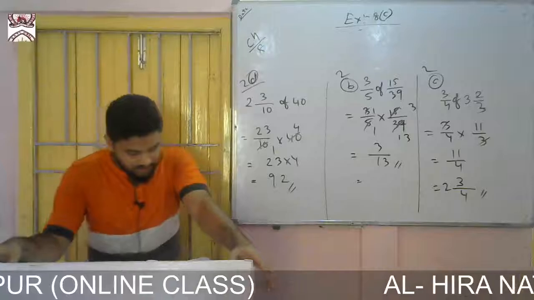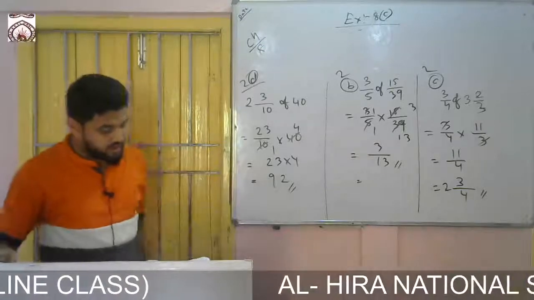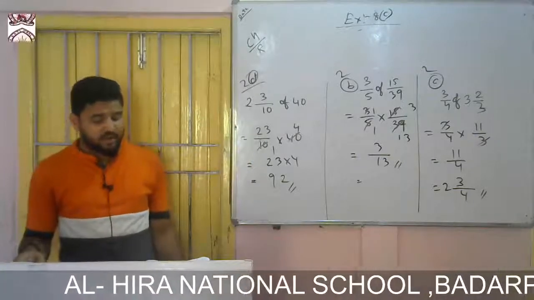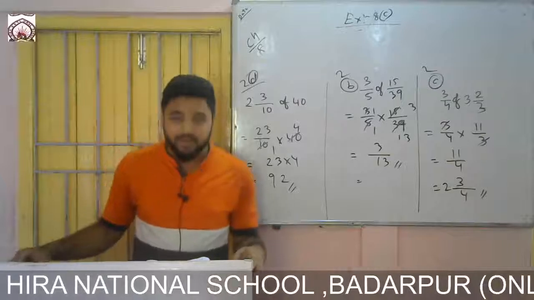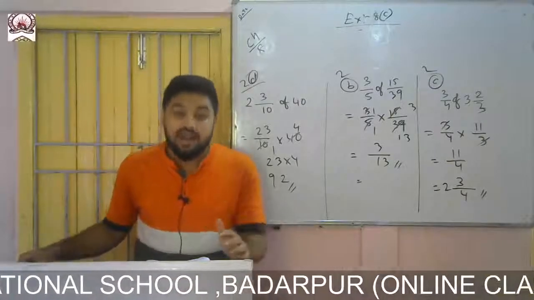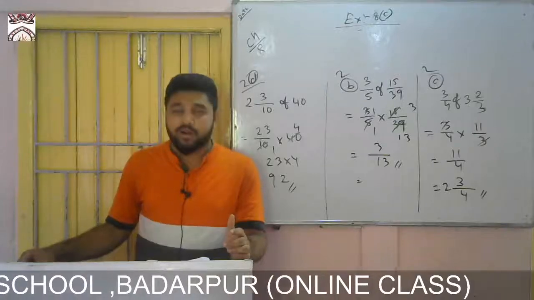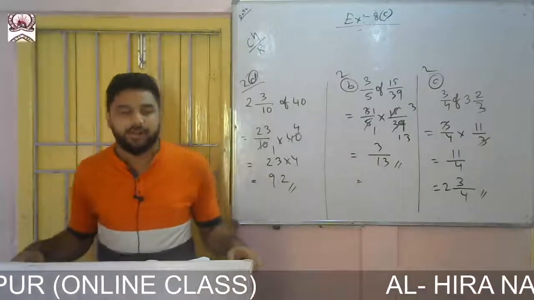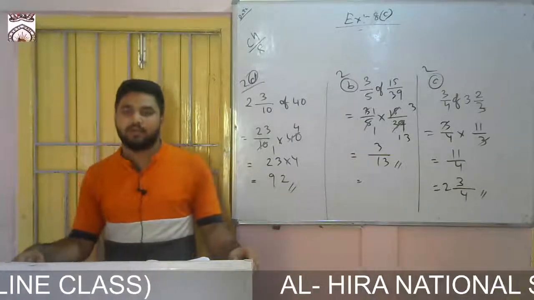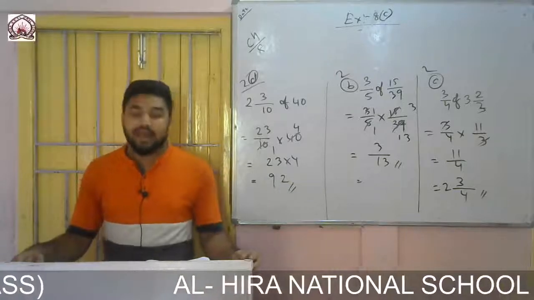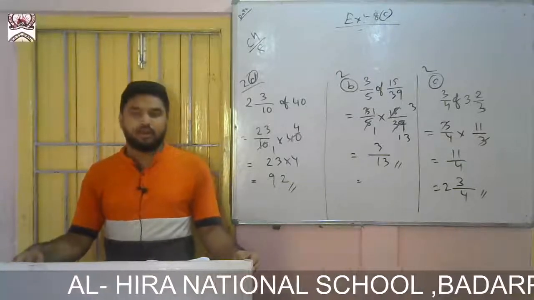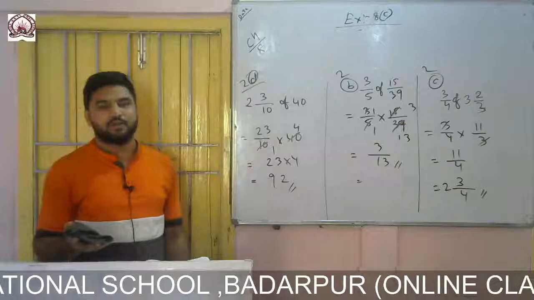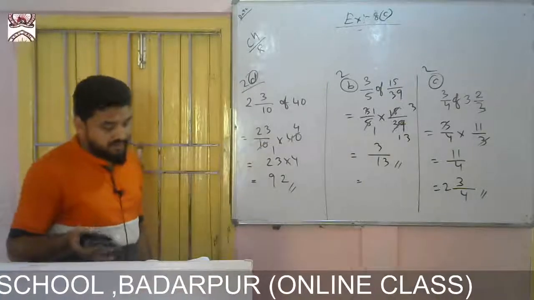Now come to question number 3. 1 by 4 of a rupee equals to dash paise. That means 1 by 4 of a rupee I need to convert into paise. So I know 1 rupee equals 100 paise. To convert into paise, I need to multiply with 100. And from paise, if I need to convert into rupee, then I need to divide with 100. So from rupee to paise, it is into 100. So come to question number 3.